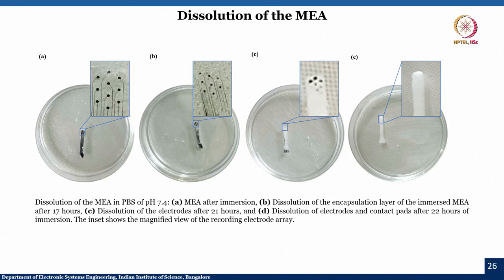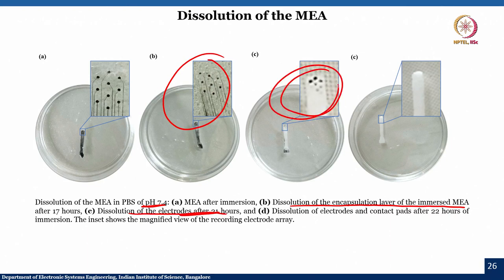Okay. Now what did I say? I have said that this is a bioresorbable device. That means if I have the device in pH 7.4, A1 here is the complete device, intact, after you immerse it in pH 7.4. Second is dissolution of the encapsulant layer of the immersed MEA after 17 hours. You can see here the dissolution of the encapsulating layer. Dissolution of the electrodes after 21 hours. You see, electrodes are dissolving. These are electrodes in contact after 22 hours.